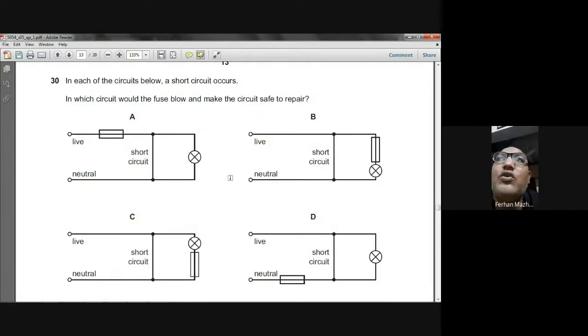Okay, sir. So here the live wire is coming, the fuse is in the live wire. The short circuit happened after the fuse. So this is a good thing, because when the fuse blows, your whole thing will be cut off from the live current. Here the fuse is in the live wire, but the short circuit happened here. So even if the fuse blows, you will still be connected with the live.